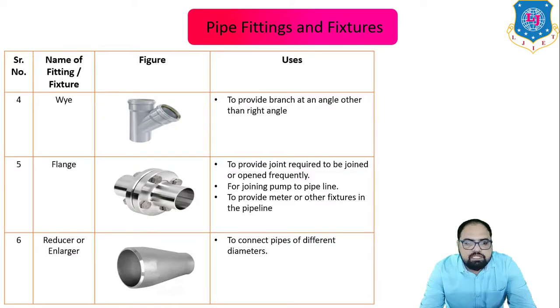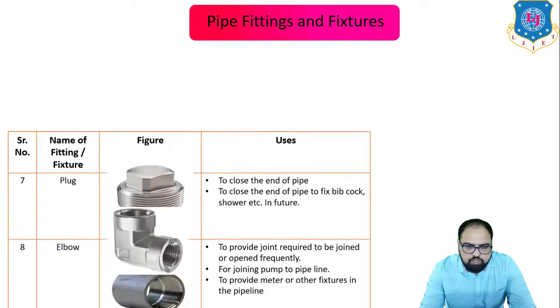The fifth one is the flange. So the flange is to provide joints required to be joined or open frequently for joining pumps to pipeline and to provide meter or other fixtures in the pipeline. The sixth one is the reducer. From the name we can easily understand another name of this reducer is enlarger. So to connect pipe of different diameter, this type of reducer or enlarger is used.